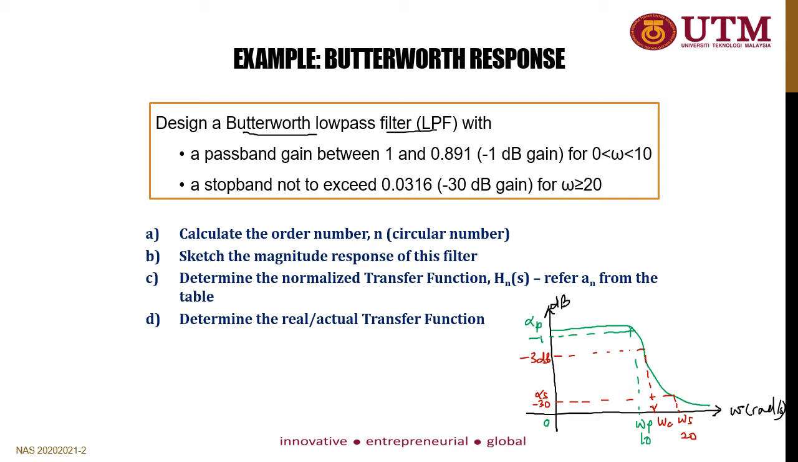So the first question asks you to calculate the order number. You need to refer to the equation to calculate n, and then sketch the magnitude response. So this is basically the filter response. You need to sketch it properly, label all axes and the values involved, the gain and also the frequency, and then determine the normalized transfer function, and lastly the real or actual transfer function.